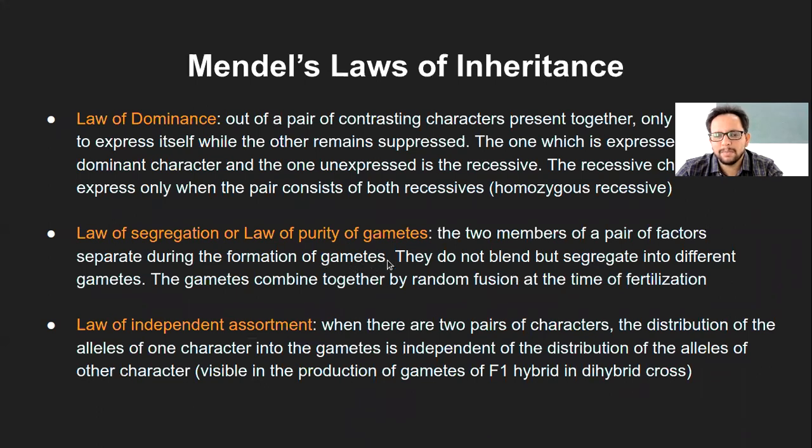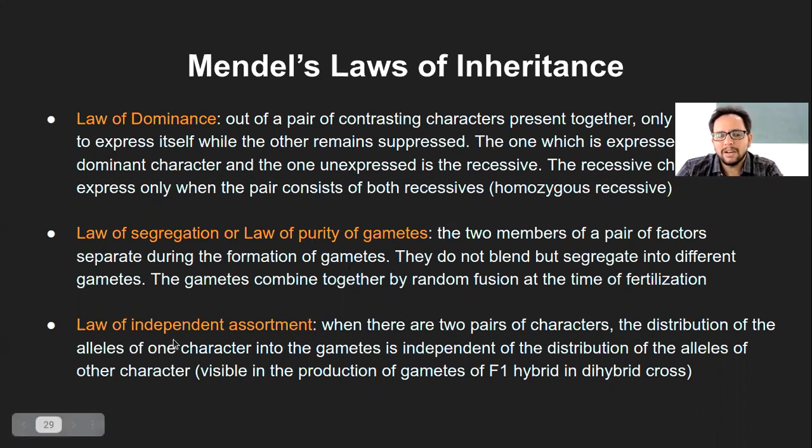For example, if a heterozygous parent is heterozygous for, let's say, flower color, and it carries both the genes, that is the purple color gene as well as the white color gene, in the Pisum sativum plant, then during gamete formation, each gamete can have only one of them. Both the white color gene and purple color gene will never be present on the same gamete. They will always be present on different gametes. So it can be either the white color gene or the purple color gene. So that is the law of segregation, also called purity of gametes.